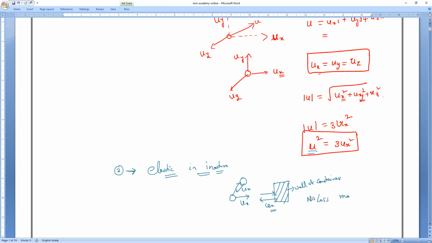No loss of momentum. What is the momentum formula? Momentum P is equal to mass into velocity. No loss of momentum, or no loss of what? No loss of kinetic energy. Kinetic energy, that is the meaning of the third point.